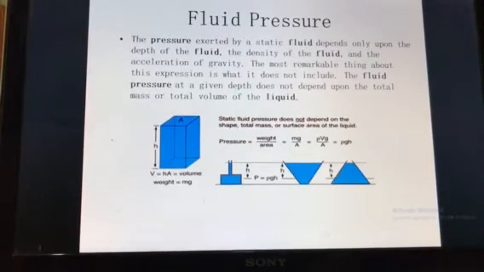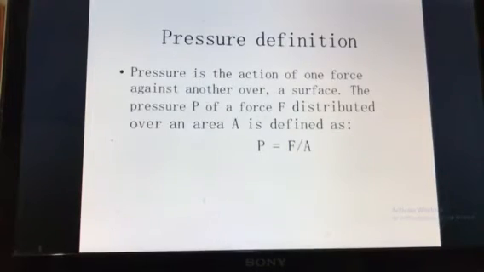Its formula is nothing but pressure is equal to rho into g into h. Now rho g is nothing but the specific weight, so you can write it as gamma times h. So this is about fluid pressure. Now, as we have discussed, pressure is the normal force exerted by a fluid per unit area. It is the action of one force against another over a surface, and the pressure P of a force F distributed over an area is defined as force per unit area.